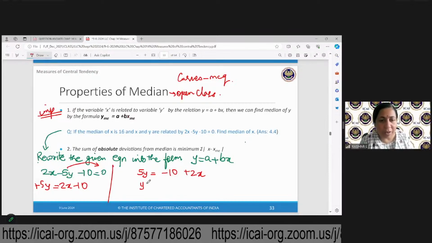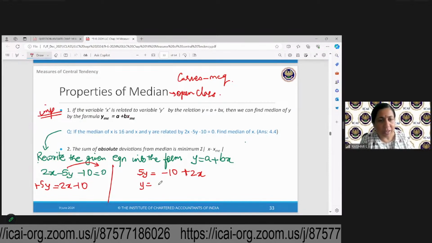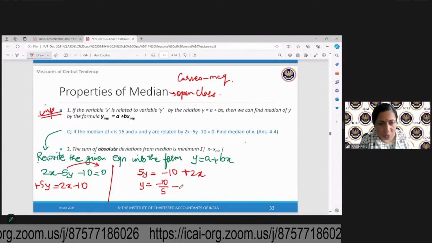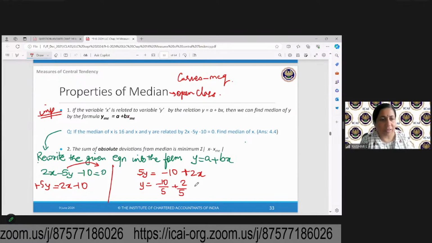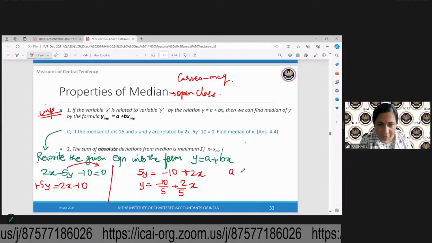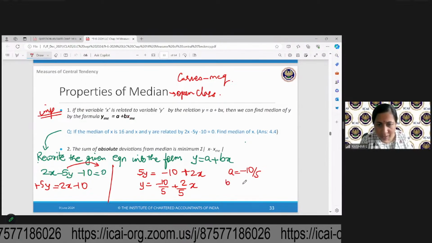Now y will be equal to, under every term, you divide by this number. So minus 10 upon 5 plus 2 upon 5 x. So here the value of a comes to minus 10 by 5 and the value of b comes to 2 by 5.